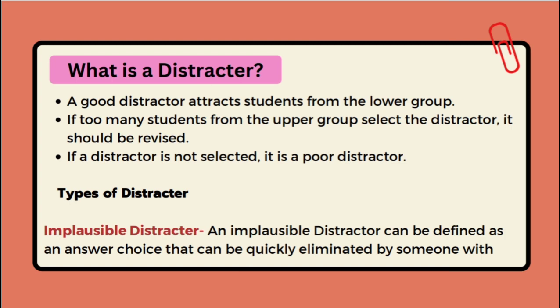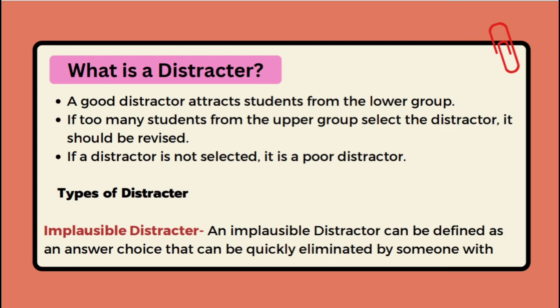If too many students from the upper group select the distractor, it should be revised, as it suggests that it is ambiguous, and that too many students who are normally doing well are seeing this particular distractor as being an answer, or the correct answer.